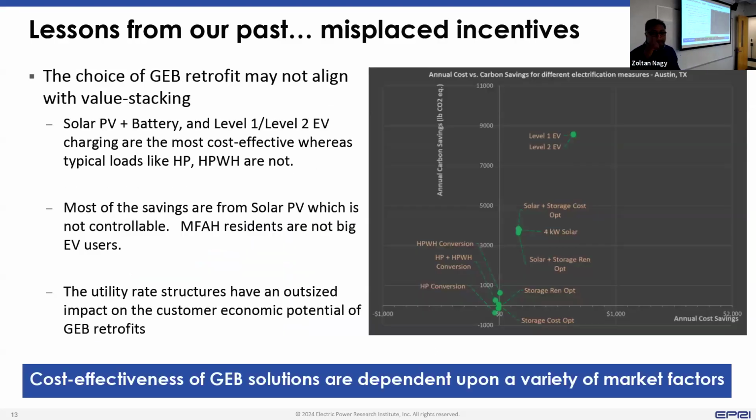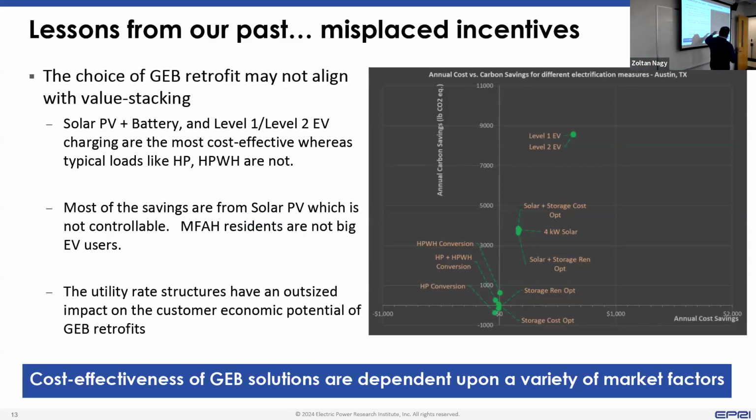All right. Here is an example of misplaced incentives. This is an analysis that we did for Austin Energy here in Austin. This is a model scenario. We used EnergyPlus to model a single home, a 2,500 square foot home, where you had gas appliances and you replaced the heating and air conditioning with a heat pump and a heat pump water heater.